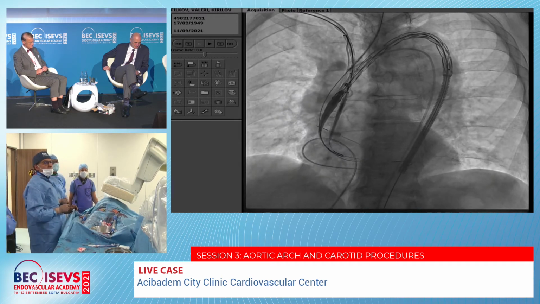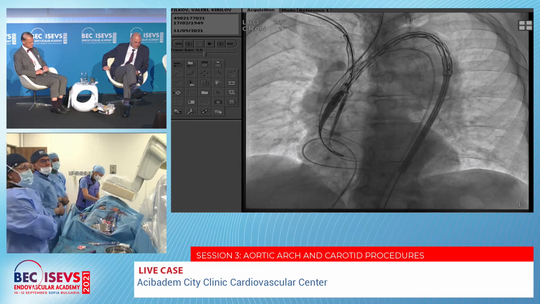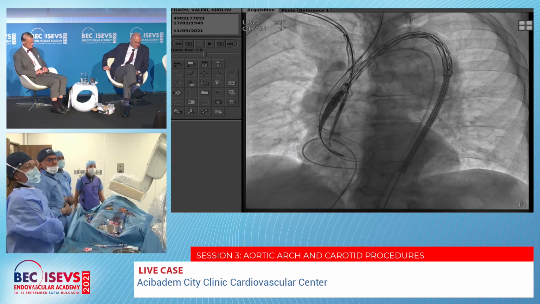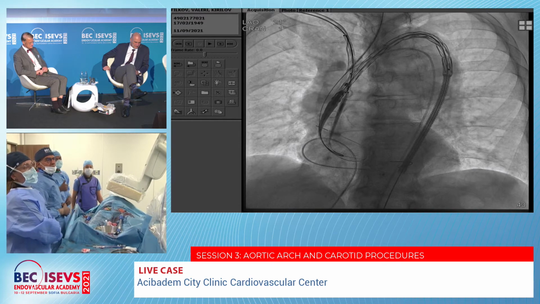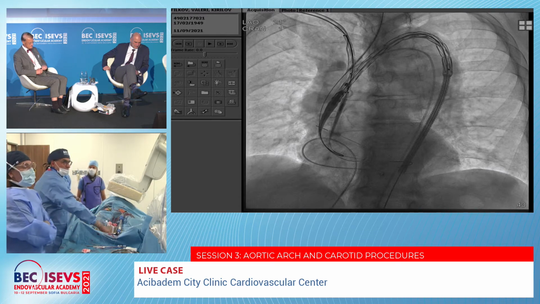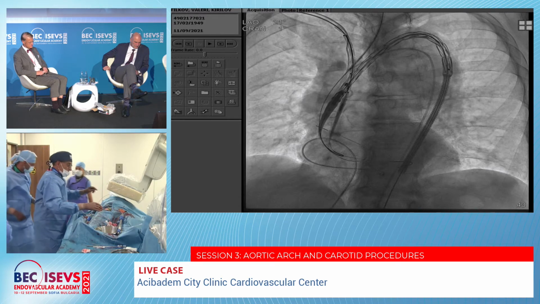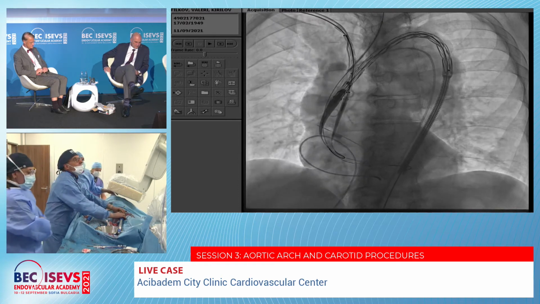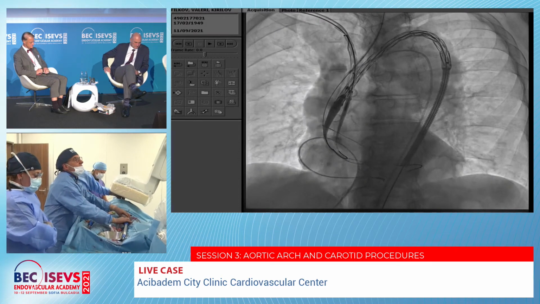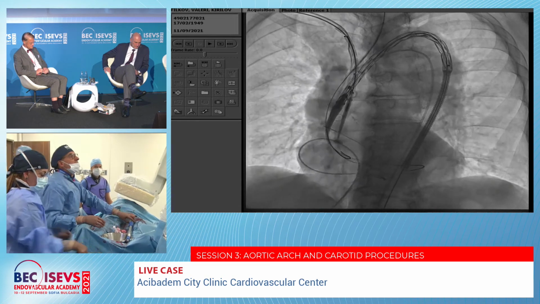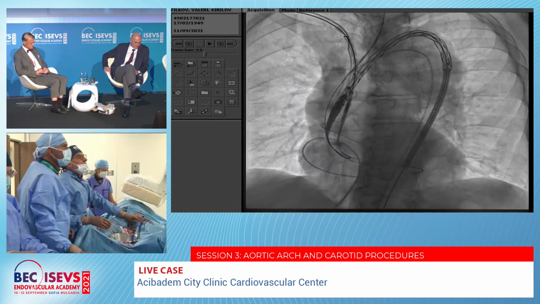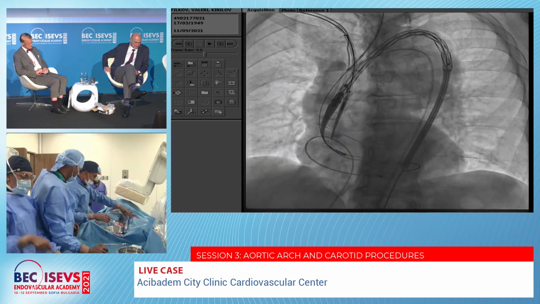Much better. 160. 160. Fantastic. Fantastic. Pace off. So we are ready with the pace. We are ready with the aortic graft. I would like to make an angio. Yes.